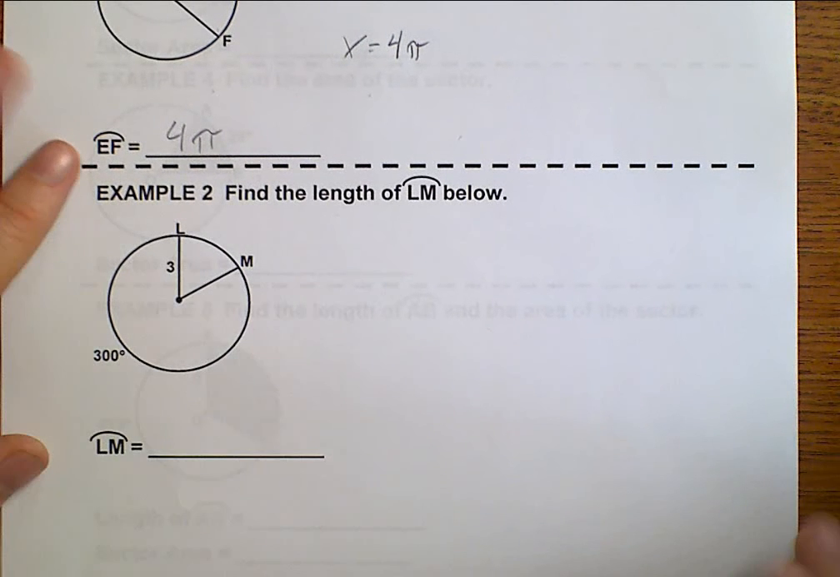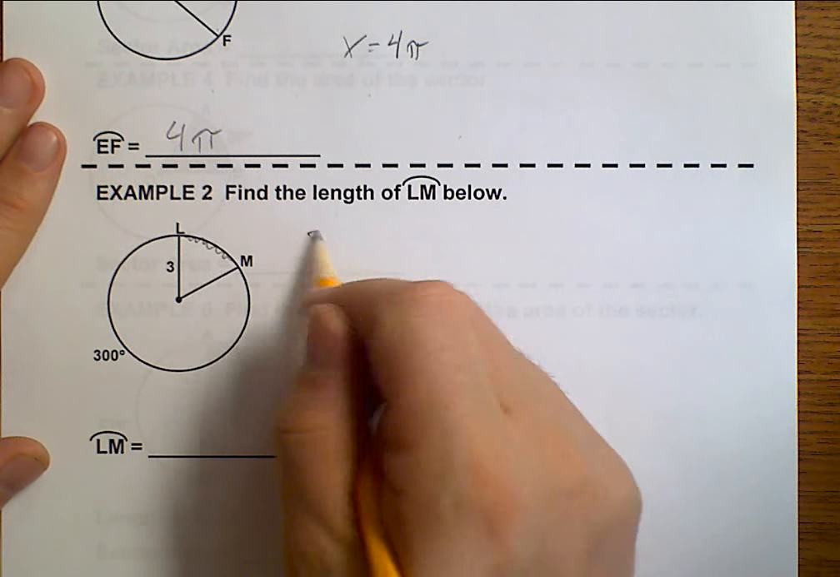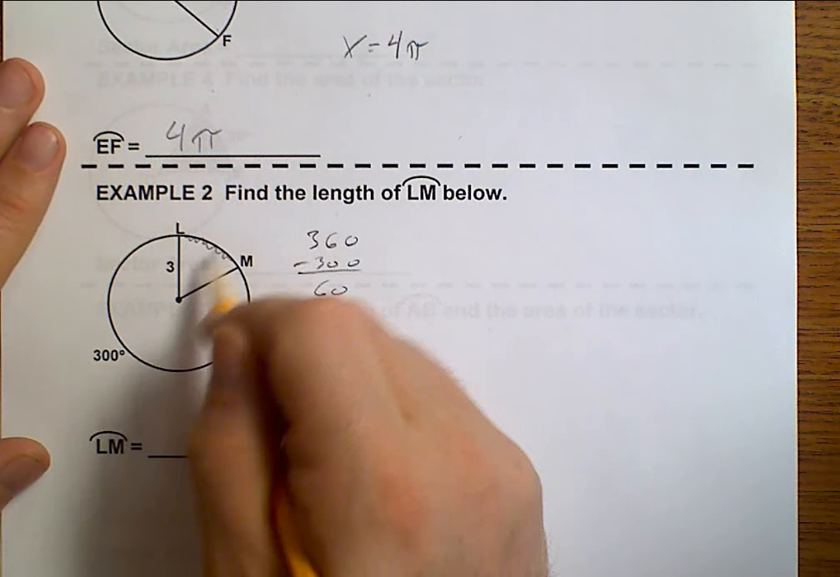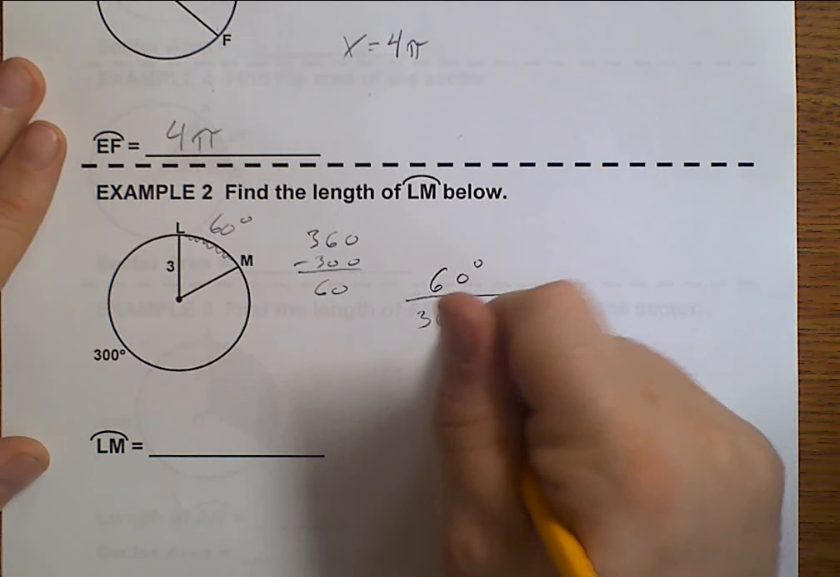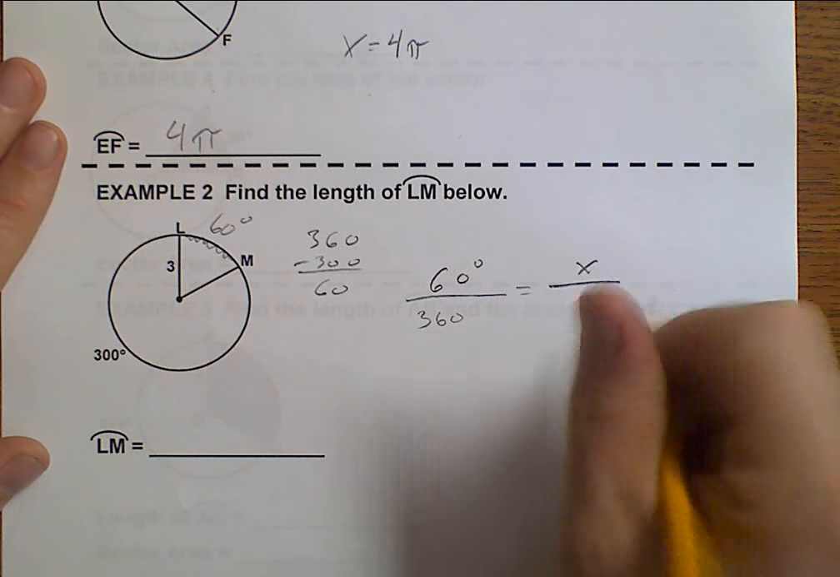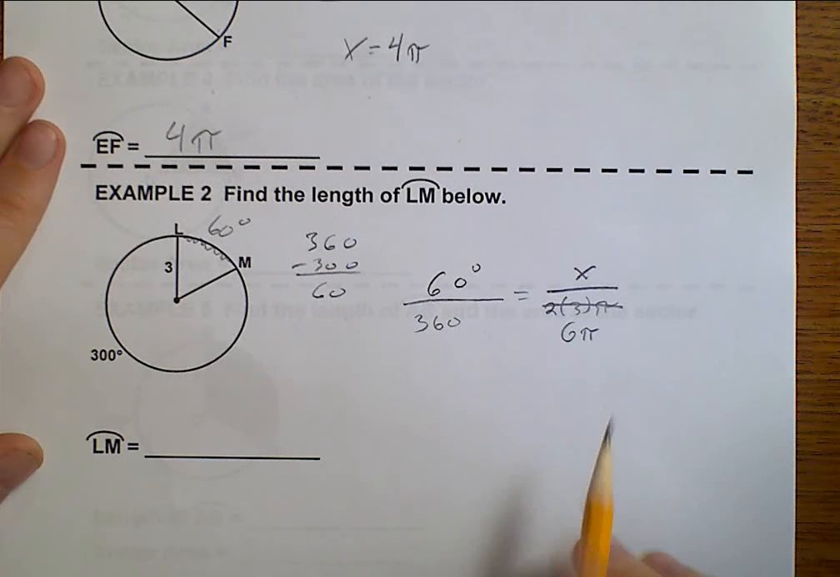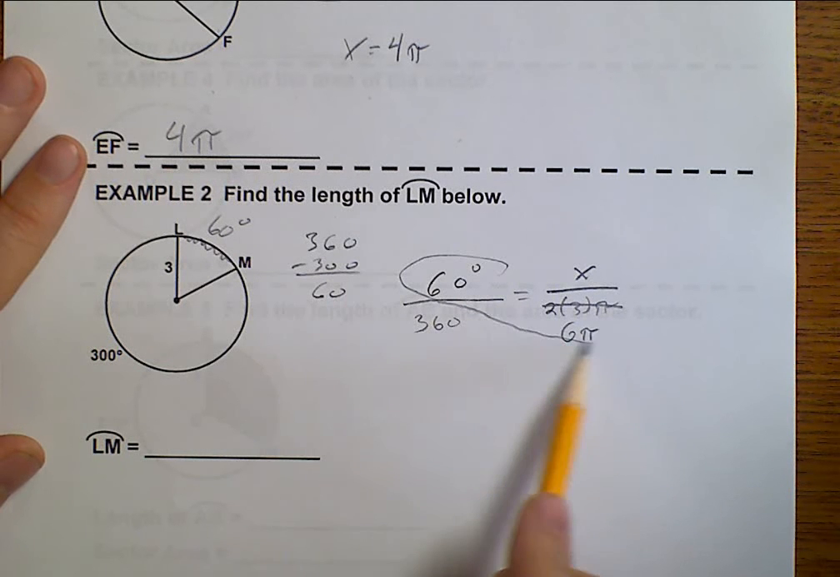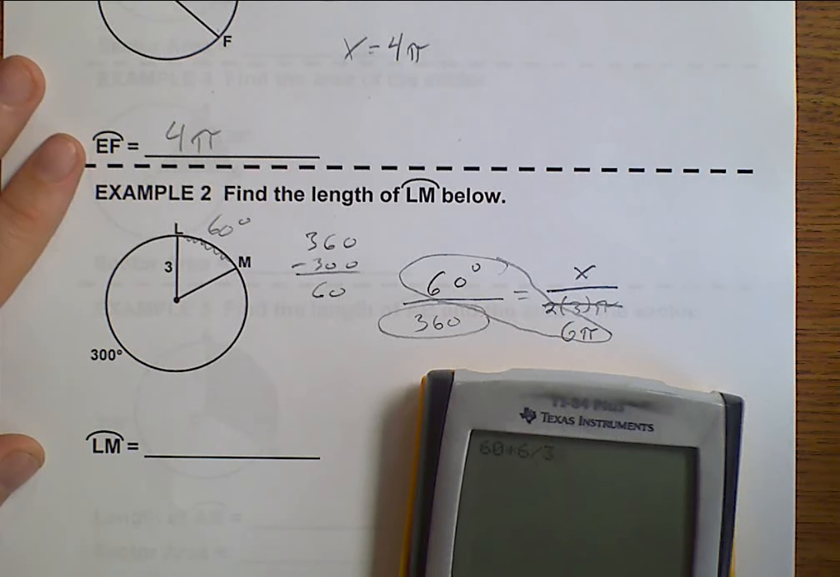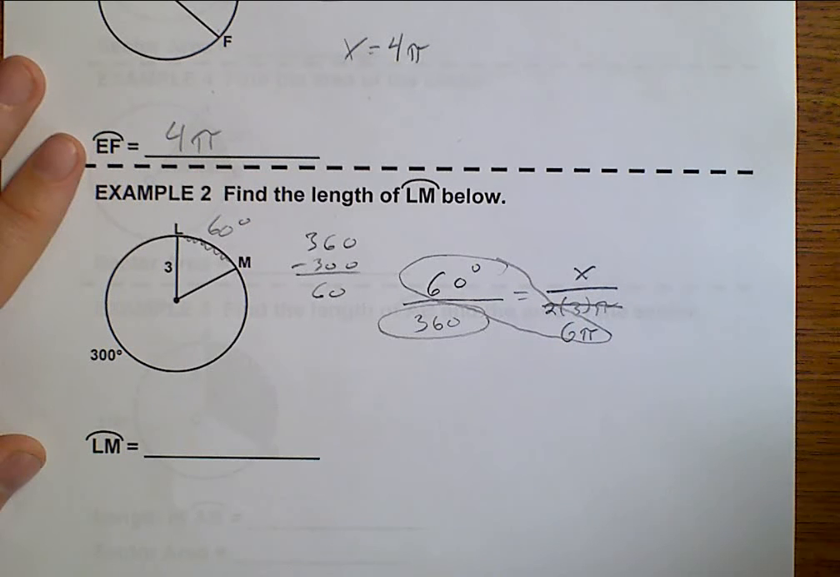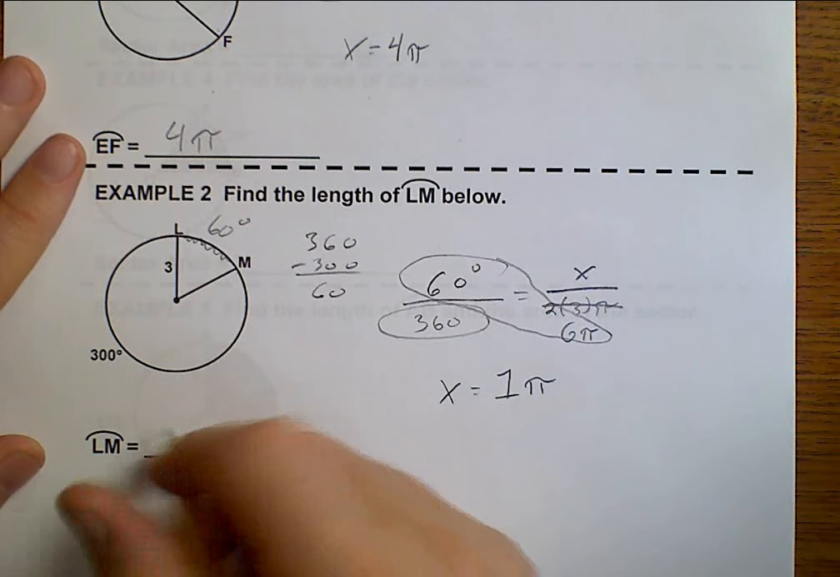We want to find the length of LM. Well, if this is 300, 360 minus 300 equals 60 degrees. So this must be 60 degrees. So we set it up: 60 degrees over 360 equals our arc length over 2 times 3 pi, which is 6 pi. This is my circumference. So I cross multiply and divide. 60 times 6 divided by 360 equals 1 pi. So the length of LM is simply pi.